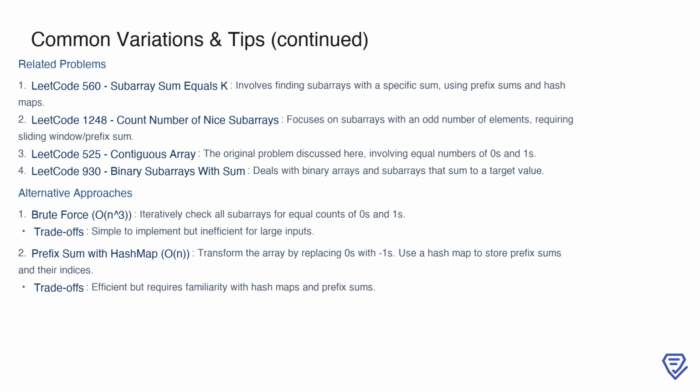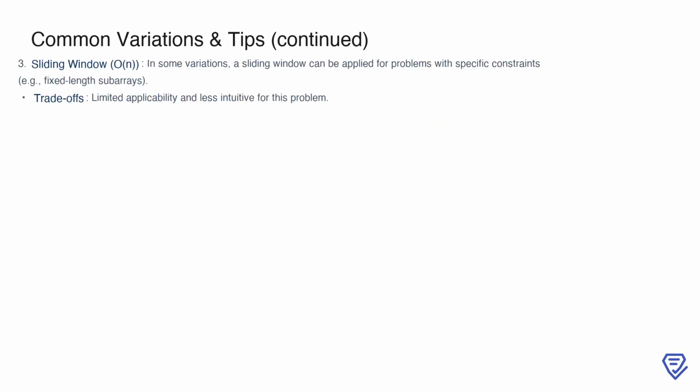The second approach is using prefix sums with a hash map, which involves transforming zeros into negative ones and tracking cumulative sums. This method is efficient, with O(n) complexity, but it assumes a clear understanding of data structures like hash maps and how to apply them. Finally, let's discuss an alternative approach that can occasionally be applied, the sliding window technique. This method is particularly useful in variations of the problem that involve fixed-length subarrays or other specific constraints.